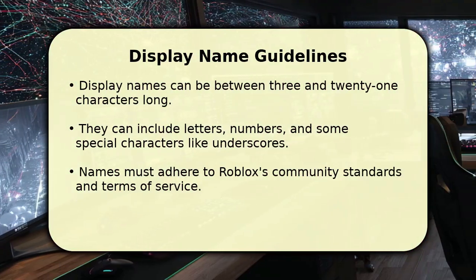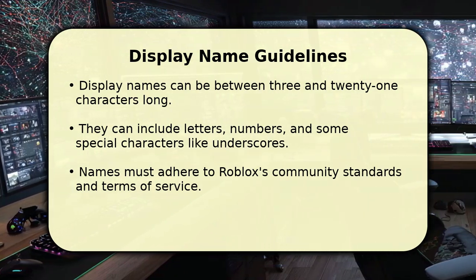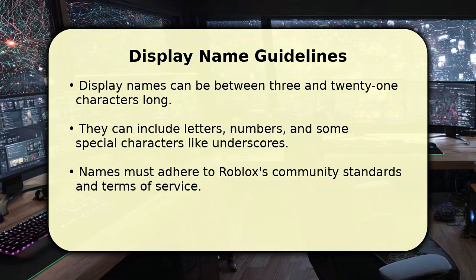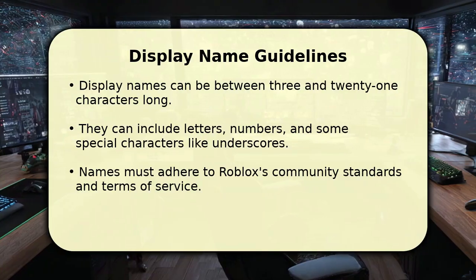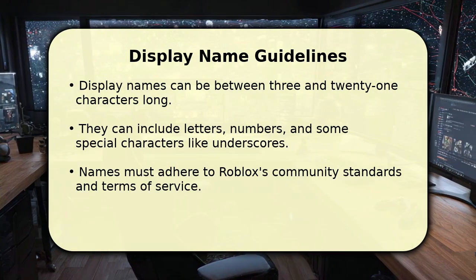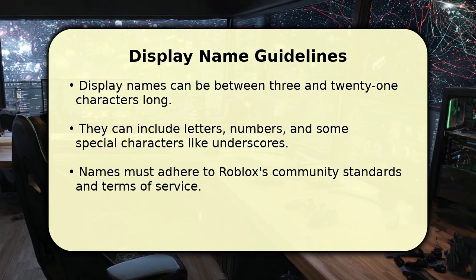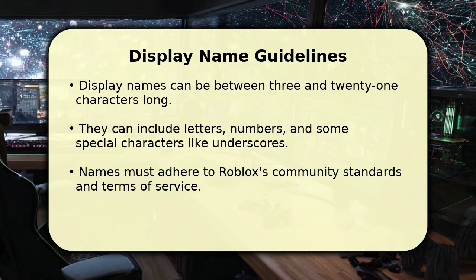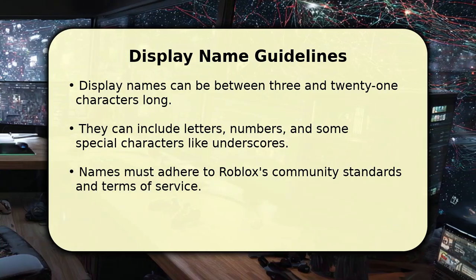There are a few important guidelines to follow when choosing a new display name. Your name should be between 3 and 21 characters long, allowing for a good range of options. You can use letters, numbers, and even some special characters like underscores to add flair. Crucially, all display names must comply with Roblox's community standards. This means avoiding any offensive language or sharing personal details. Always review your choice carefully.